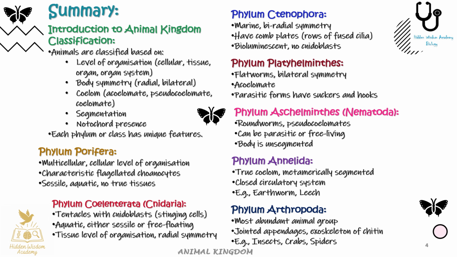Arthropoda is the largest and most diverse phylum in the animal kingdom. Members of this phylum have a chitinous exoskeleton, jointed appendages, and a segmented body. Examples include insects, spiders, and crabs.